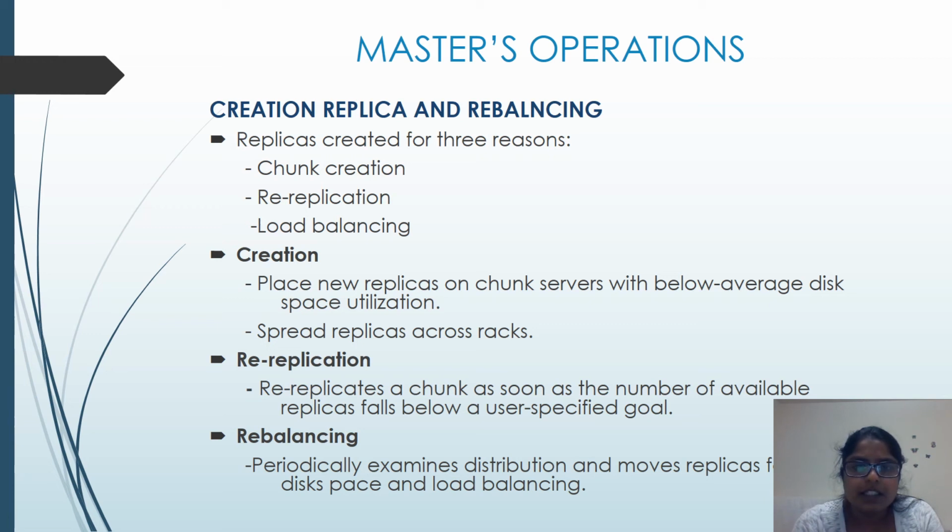Re-replication. The master re-replicates a chunk as soon as the number of available replicas falls below a user-specified goal. Here the concept of priority comes in. The master gives priority to chunks that have lost two replicas over a chunk that has lost one replica. The master also gives priority to re-replication of a chunk belonging to live files over a chunk belonging to stale files.